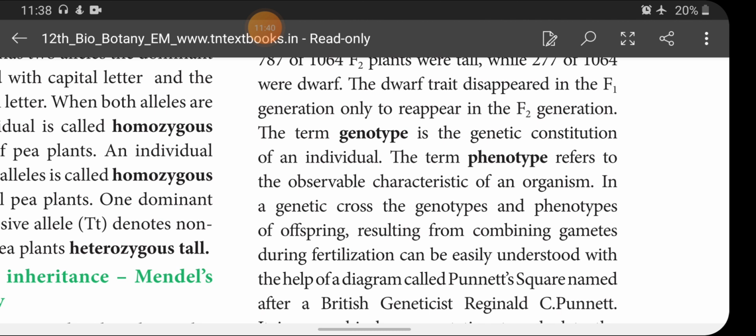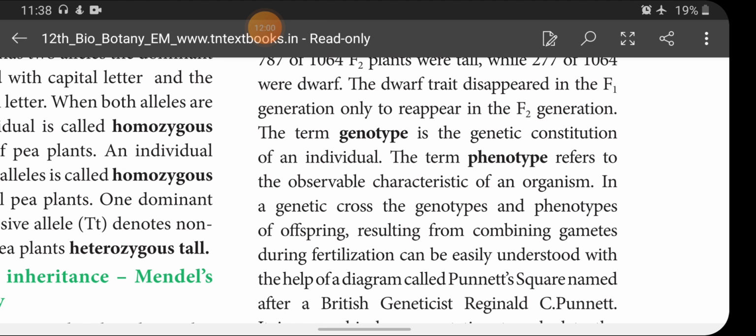The term genotype (2 mark question) is the genetic constituent of an individual, and the term phenotype refers to the observable character of an organism. So the genetic constituent of an individual is called genotype, and phenotype refers to the observable characteristic of an organism.